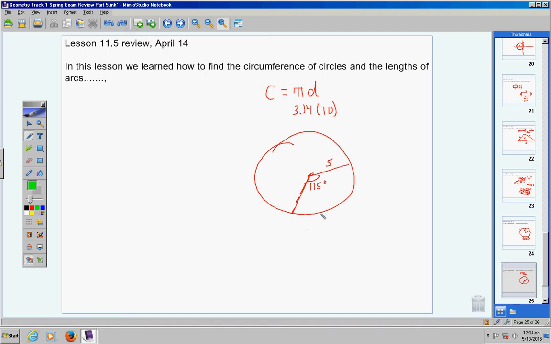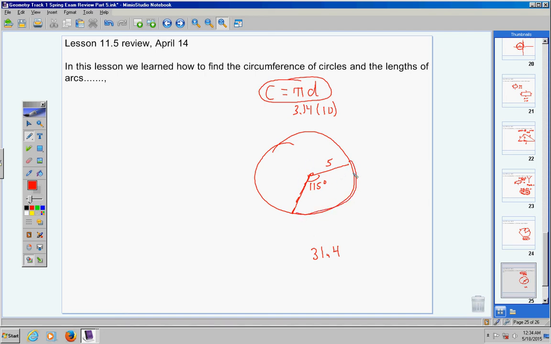So this is really not too difficult to do, students. If I know the entire circumference around this circle is 31.4, and I do, that's what you would get. The entire circumference around this circle is 31.4. I use this formula here to get that. Now, how would I find the length of this arc right here?